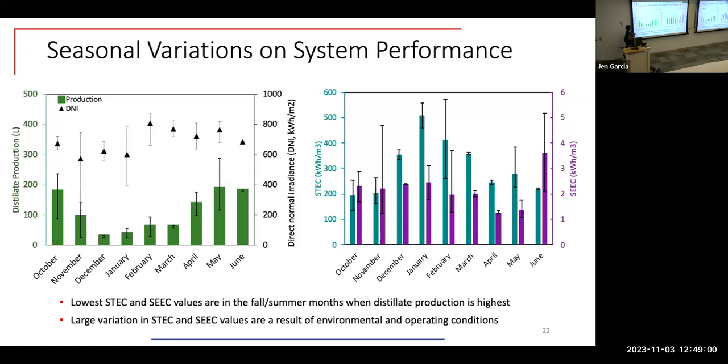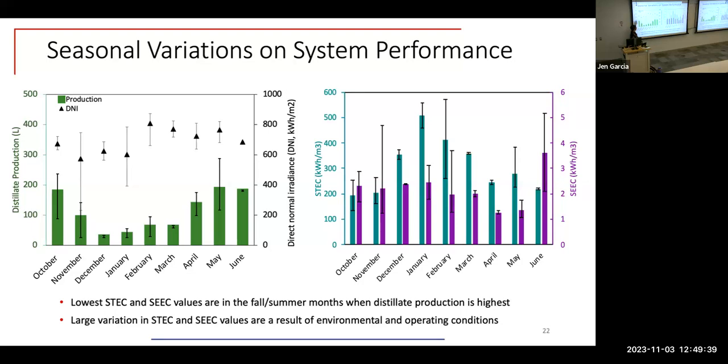So this is a graph of our distillate production. This is in liters, so you just add a decimal there, that'd be cubic meters, right? And our direct normal irradiance, so how much solar energy we have over about a 9-month period. And then we have our STEC, the specific thermal energy consumption, and the SEEC, the specific electrical energy consumption, over the period of the year. First of all, I just want to note that this isn't really the standard deviation. This is just the high and the low for that month.